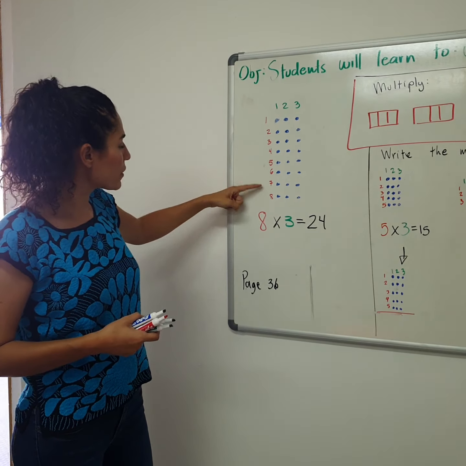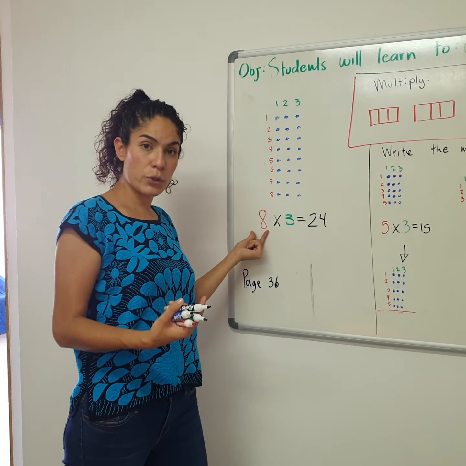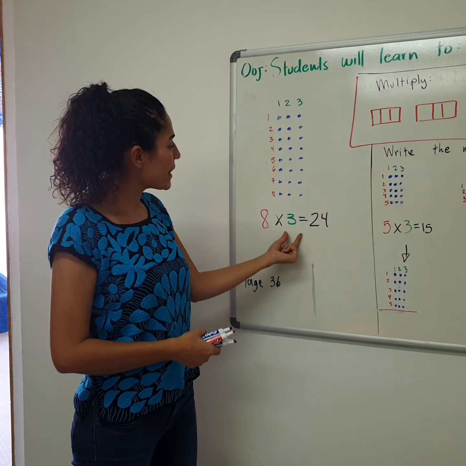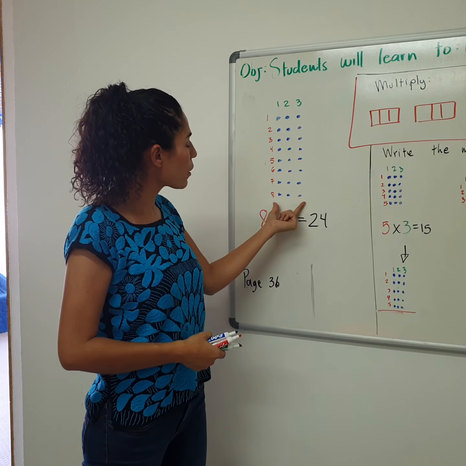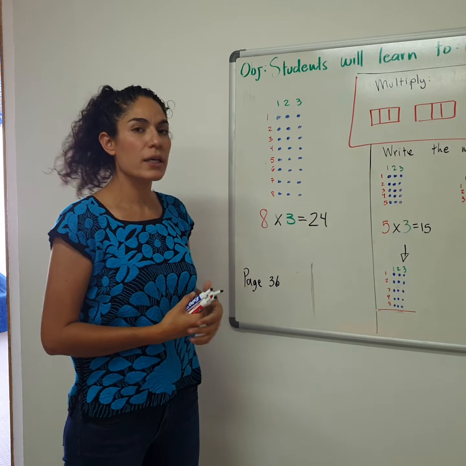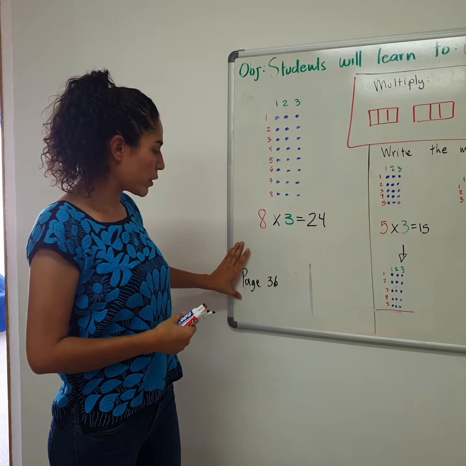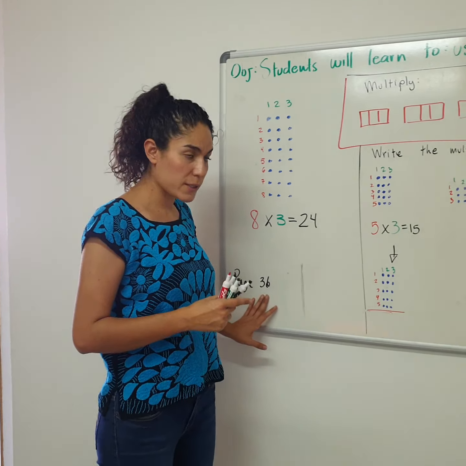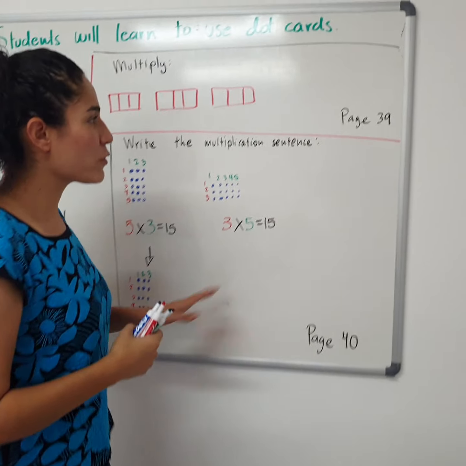Yes, the number on the left is going to be my first number, or the number of groups, and the second number is going to be the number of columns, or the numbers that I have in each one of the rows, equals 24, okay? This is what you're going to use for page 36. We're gonna go for page 39.